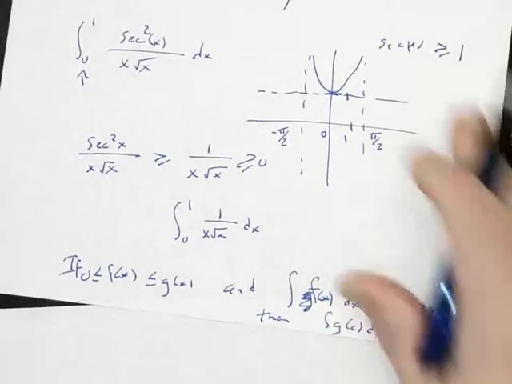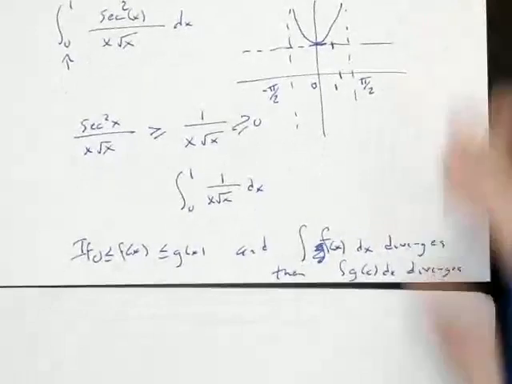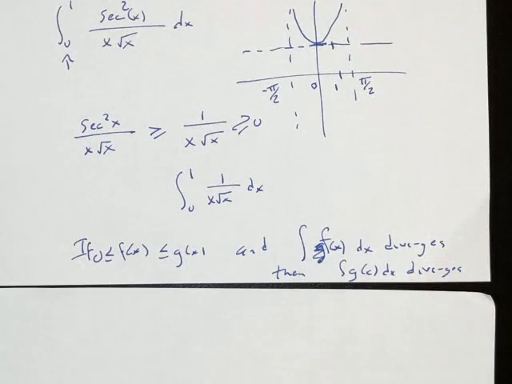By the way, if instead of having a lower bound for my function, I had an upper bound for my function, then I'd want to show that the top one converges. Because if the top one is a finite number, then it's got to hold the bottom one to be a finite number. If my big thing is finite, my small thing has to be finite with it. If my small thing blows up, then it's got to blow up the top one.